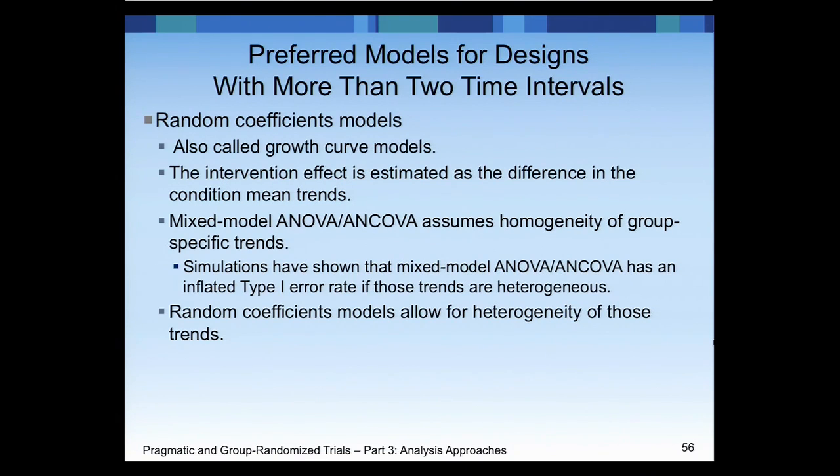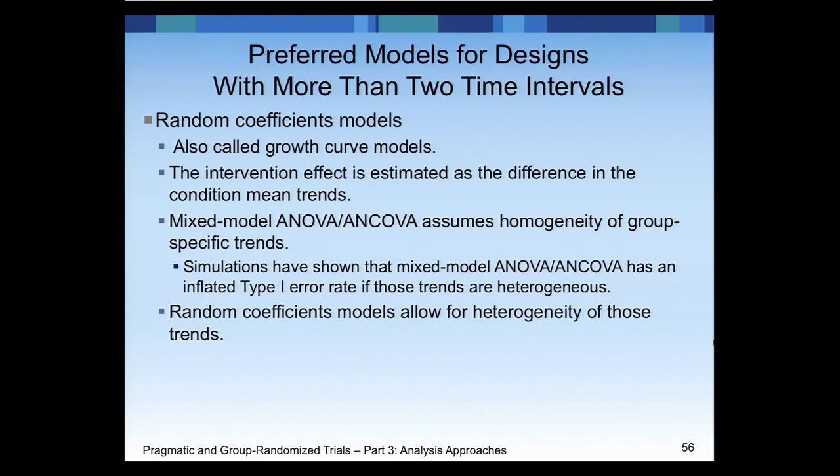The mixed model ANOVA, mixed model ANCOVA is no longer appropriate. We need to use models which I often refer to as random coefficients models. These are sometimes also called growth curve models. Here, the intervention effect is estimated as a difference in trends that are estimated for each condition. In fact, we estimate trends for each person if we have repeated measures, for each group, whether we have repeated measures or not at the member level, and then average trends for each condition. And the intervention effect is estimated as the difference in the condition average or mean trends.